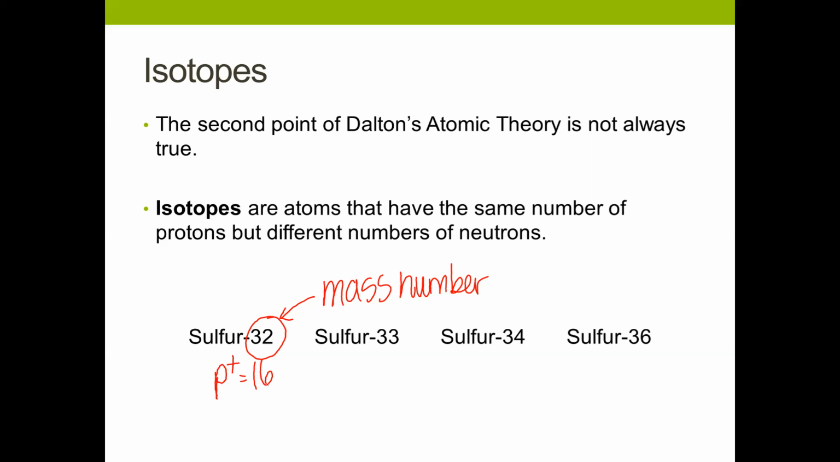To find the number of neutrons when it's an isotope, you would just subtract from the mass number, right? So 32 minus 16 would be 16. But then sulfur 33, it still has 16 protons because it's still sulfur. But now the neutrons are 17, because if you subtract 33 minus 16, you get 17. So that's the only difference. It's all still sulfur because the protons would be the same for all four of these isotopes, but the number of neutrons is different.